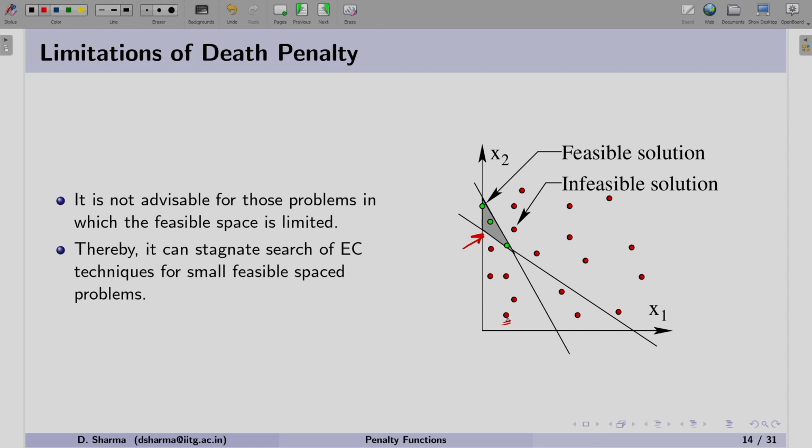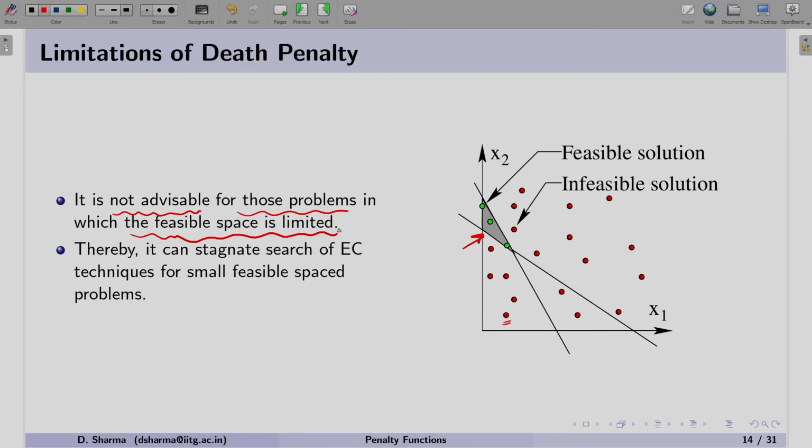So, when we want to use this death penalty, it is advisable for those problems in which the feasible space is limited. So, in that case, if we are going to solve a problem where the overall feasible search space is small, then it is not advisable to use such a function.